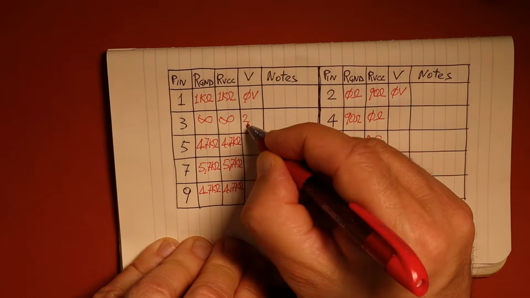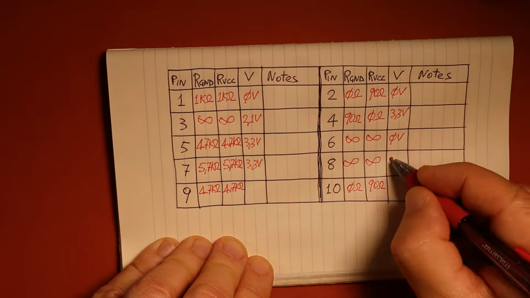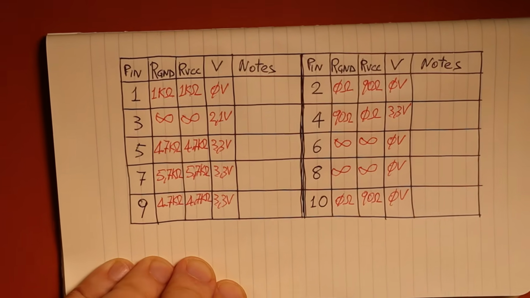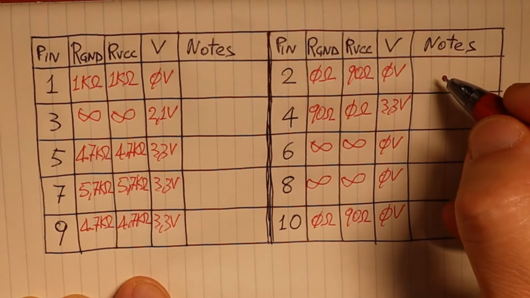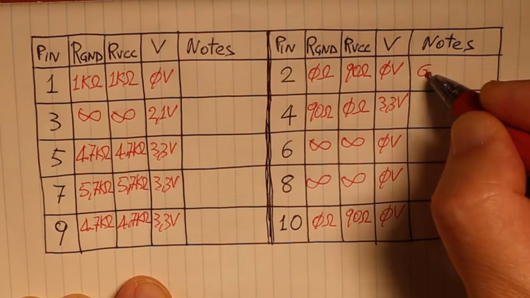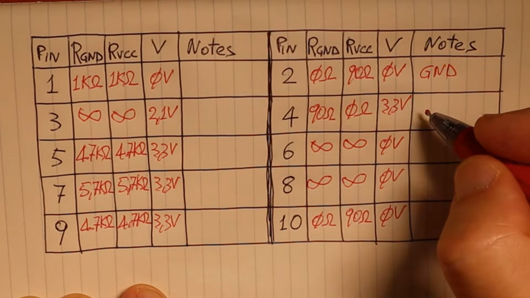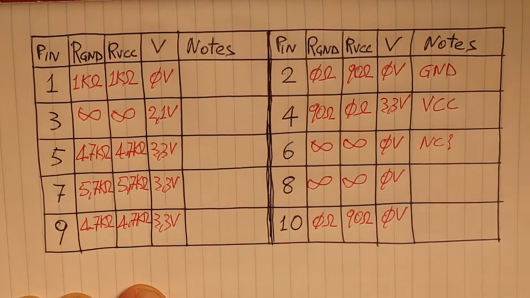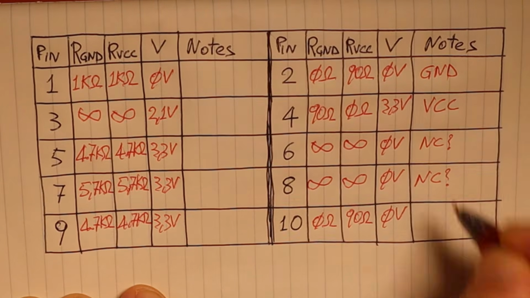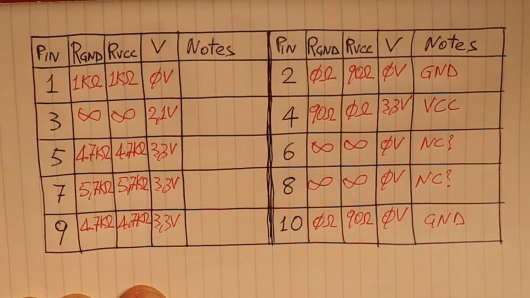Based on these measurements, only the position of VCC and ground on this connector is useful and reliable information. So we can say that pin 2 and pin 10 should be ground because they have zero resistance against ground, and the voltage measured when the board is powered on is 0. Pin 4 should be VCC because it has zero resistance against VCC and the pin is at VCC in the voltage measurements. Pin 6 and pin 8 could be not connected, but we are not sure.